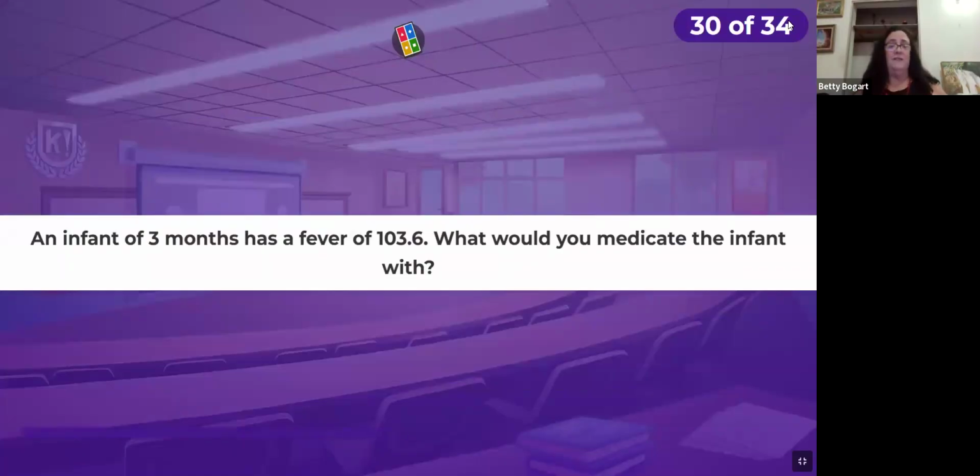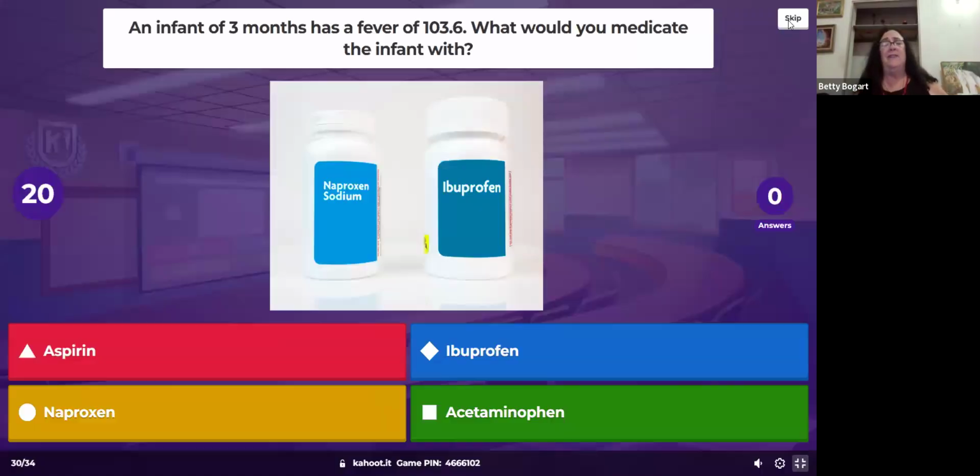An infant of 3 months has a fever of 103.6. What are you going to medicate this infant with?